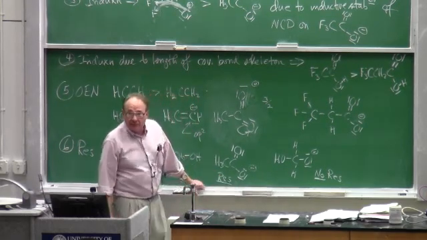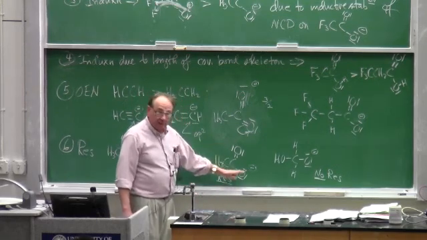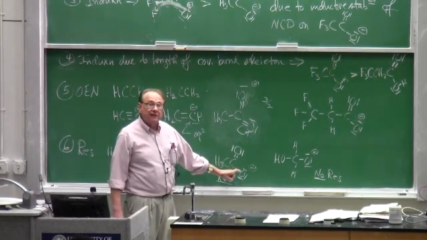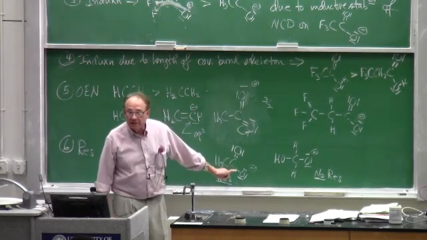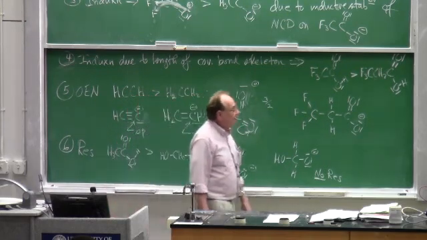Showing you that by resonance, this minus charge is really smeared over 3 atoms, which dilutes it and makes the acetic acid molecule a stronger acid than it would be if it did not possess this property called resonance.